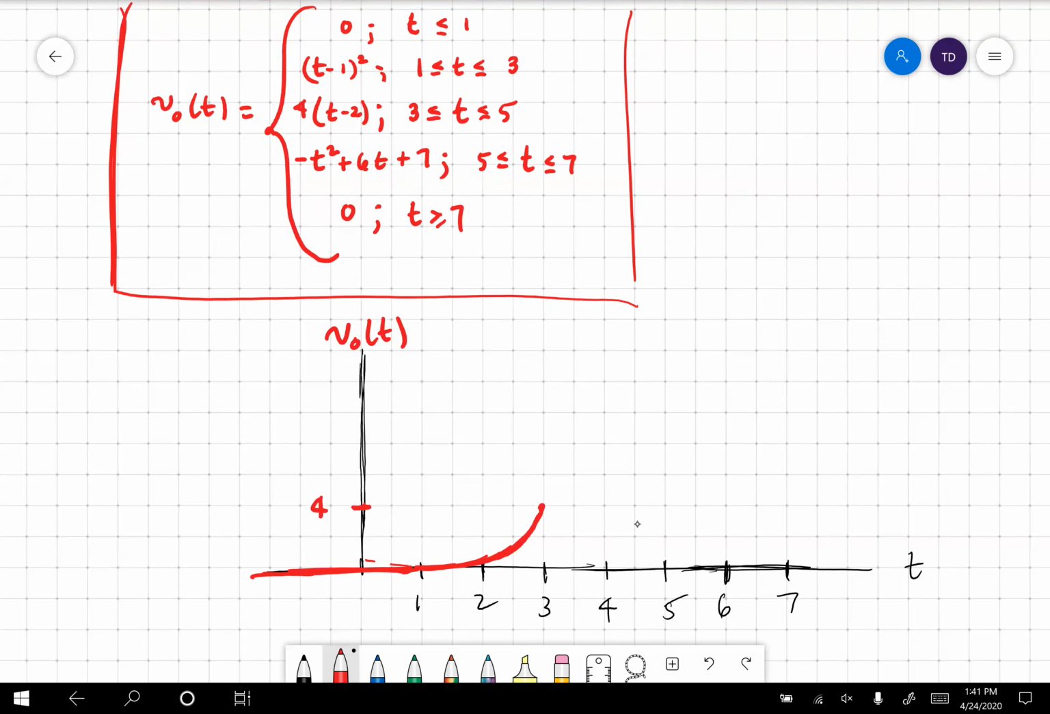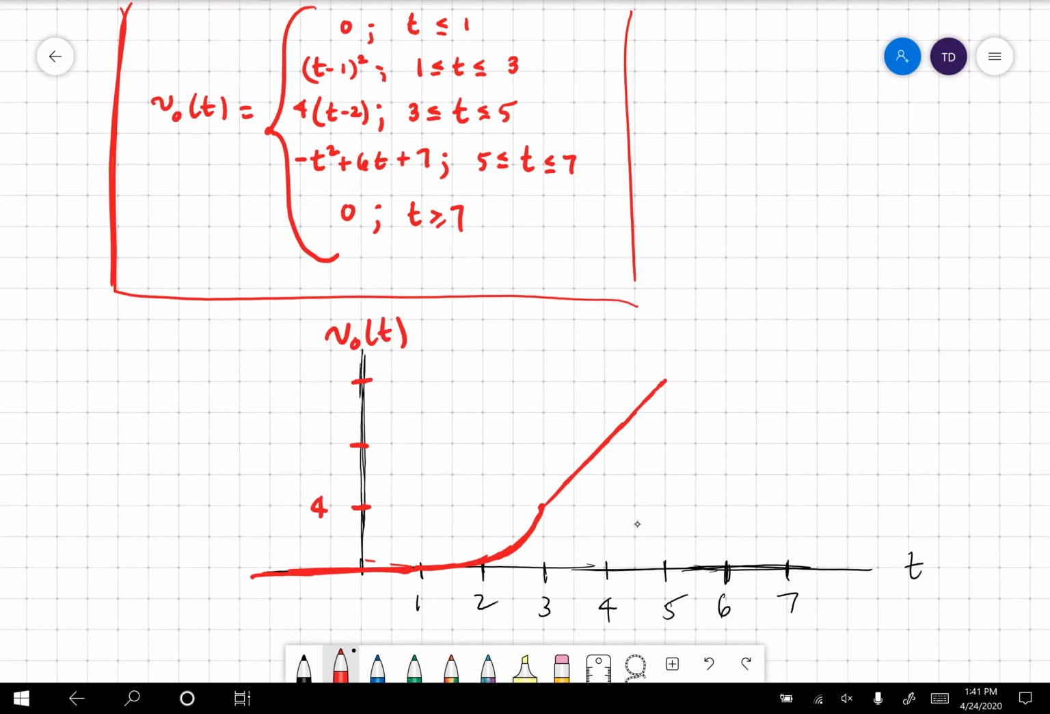That's what a squared function looks like. Okay? Then we're in 4 times t minus 2. It's behaving linearly from 3 to 5. And when we get to 5, 4 times 3 is 12. So we're up to 12: 4, 8, 12. When we get to 5, we get to there, and we're doing it in a straight line. I'm going to draw the best straight line. There it is.